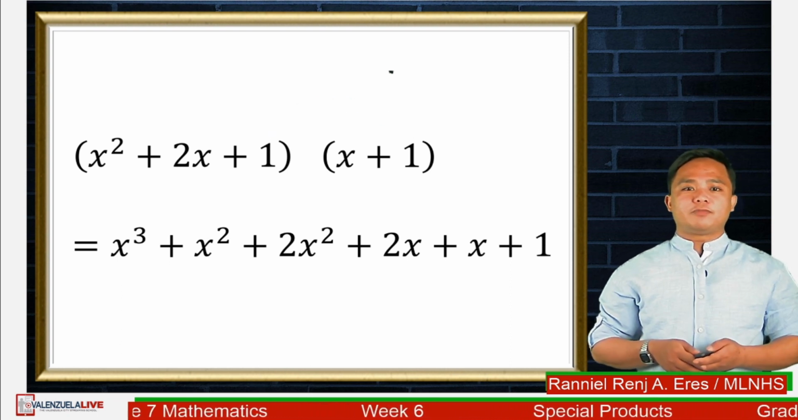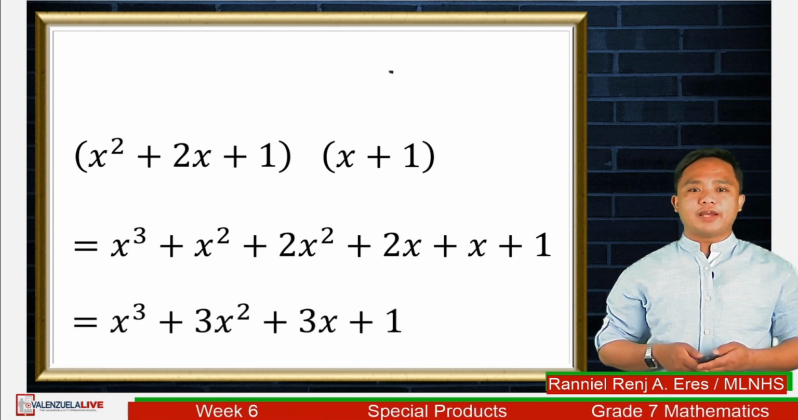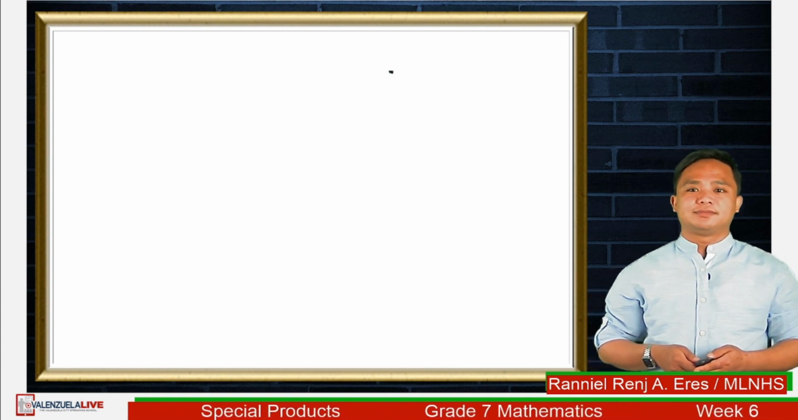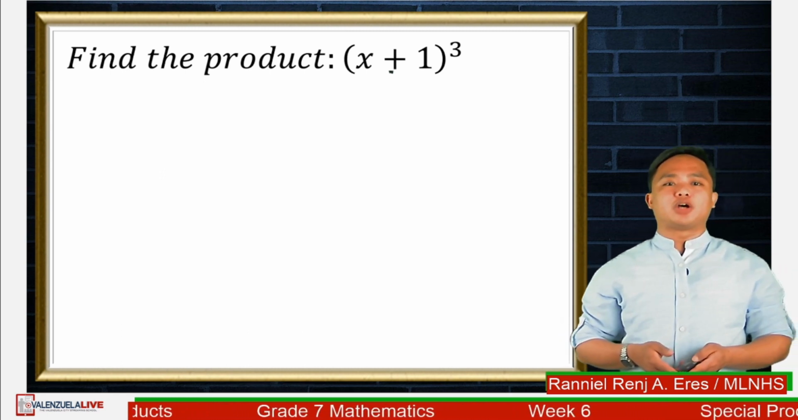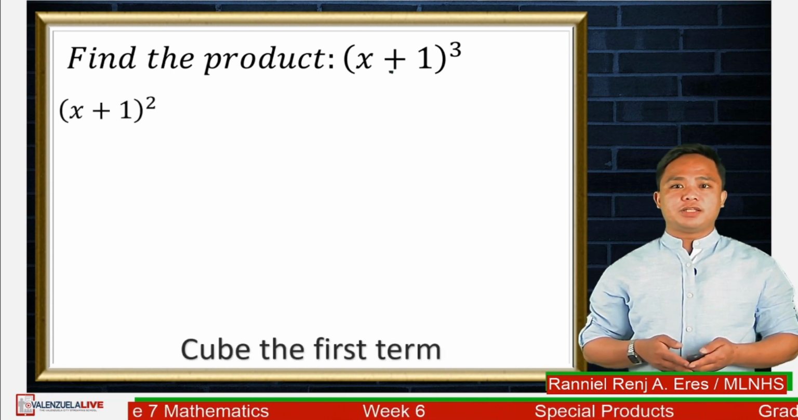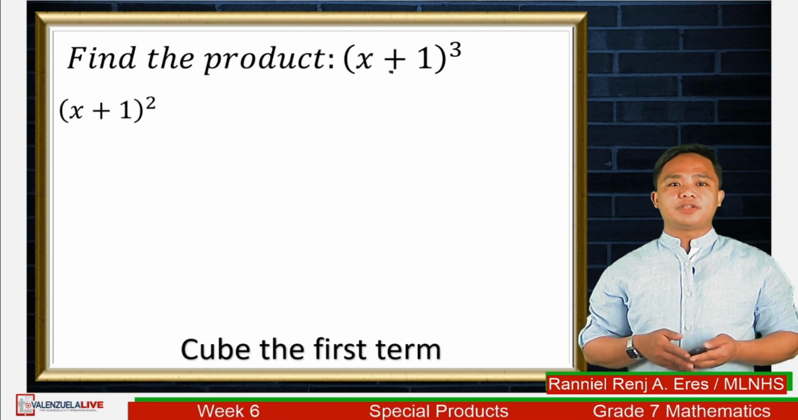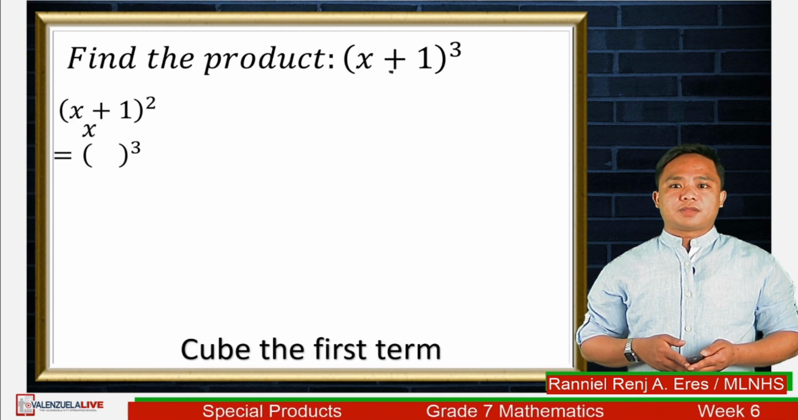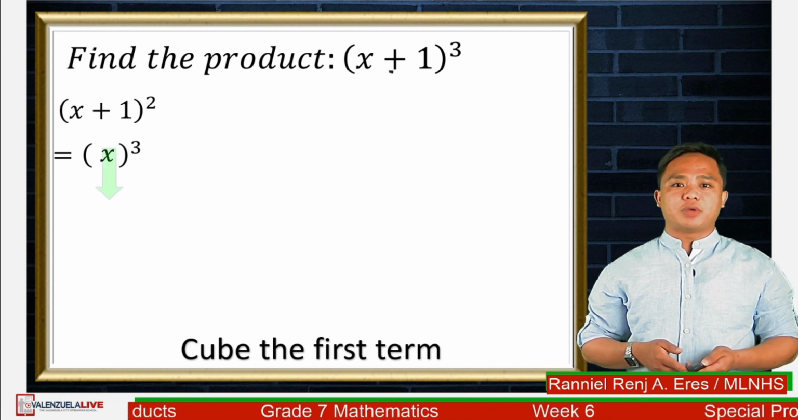And if we look for similar terms and simplify it, we will have a product of x cubed plus 3x squared plus 3x plus 1. We have another way to find the product of the quantity of x plus 1 cubed. So let's begin. The first thing that we need to do is to cube the first term. So we have x raised to 3, and if we simplify this, we have x cubed.